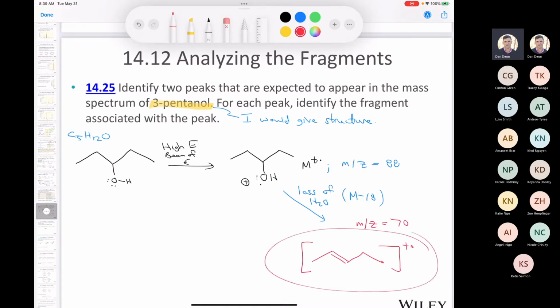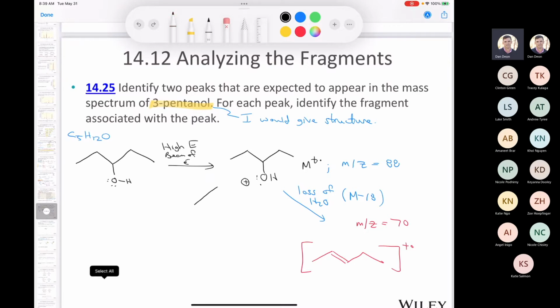I'm not going to ask you to draw something like this, but if you want to practice drawing the fragments, this is something that Mr. Geiger might get you to do in the lab, or I might get you to do in the lab if you take the organic chemistry lab with either he or I. And the next thing is an alpha cleavage.